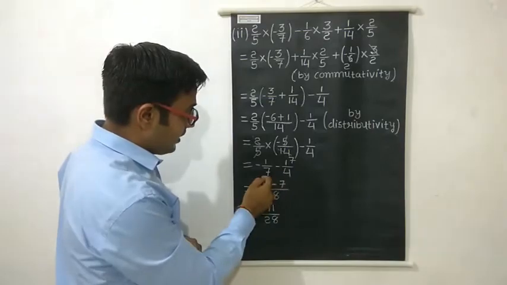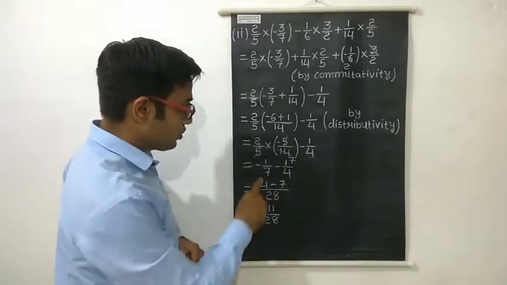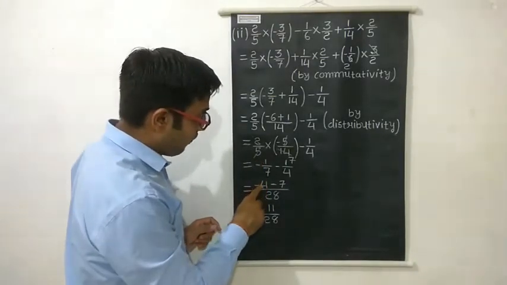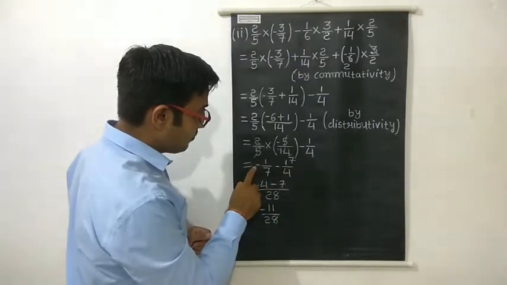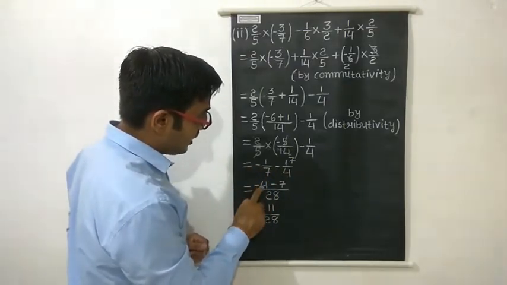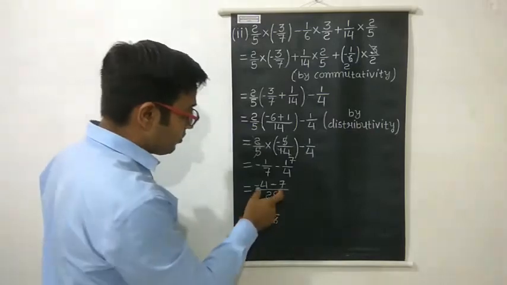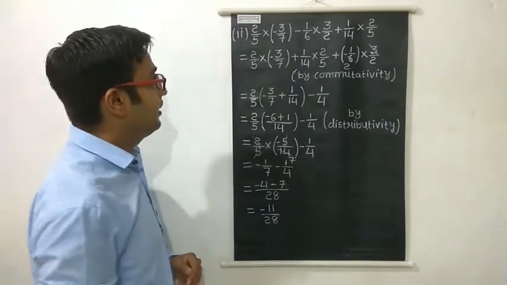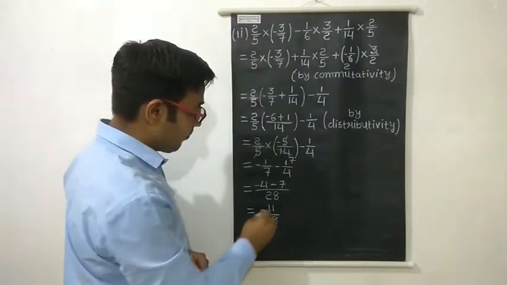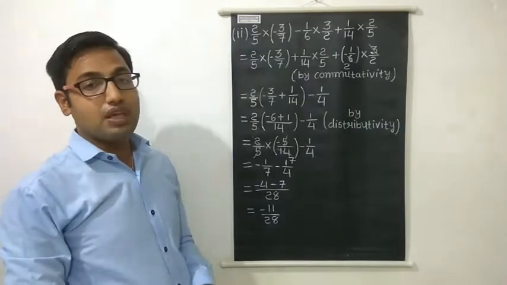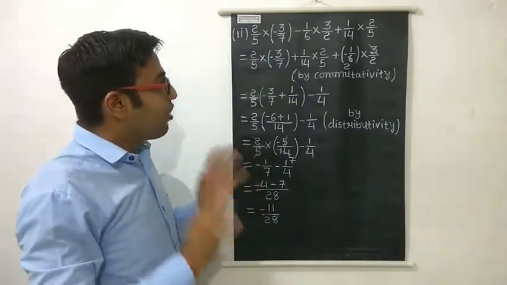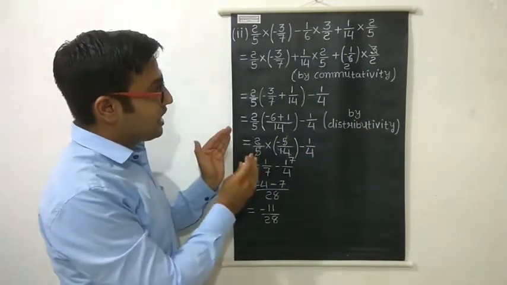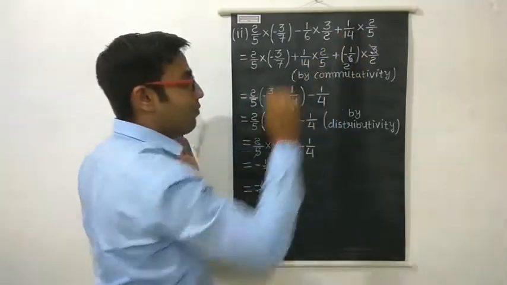To simplify this, take 28 as the LCM, because the LCM of 7 and 4 is 28. We have to multiply this one with 4 and this one with 7, and as both are minus, this will give us minus 4 minus 7, right? So the simplification of this is minus 11 upon 28, right? So the answer of this second question is minus 11 upon 28. So now you know very well how to use the commutativity property and distributivity property so that we can simplify this type of question.